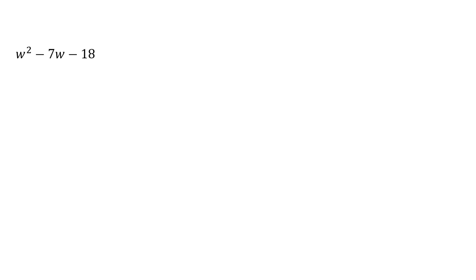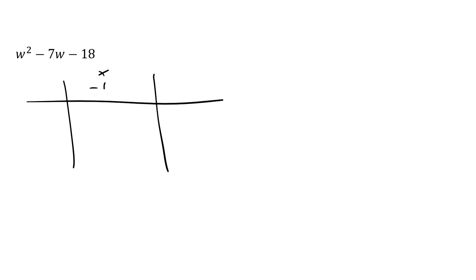So we'll try another one. We need a times of negative 18 and a plus of negative 7. So this time the bigger number is going to be negative. So negative 9 and 2. So let's say negative 9 times 2 is negative 18. Negative 9 plus 2 is negative 7. So that was lucky. I got it off on the first go.